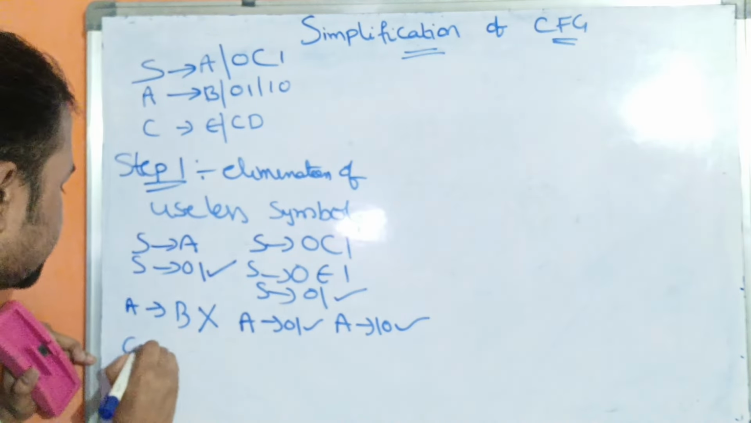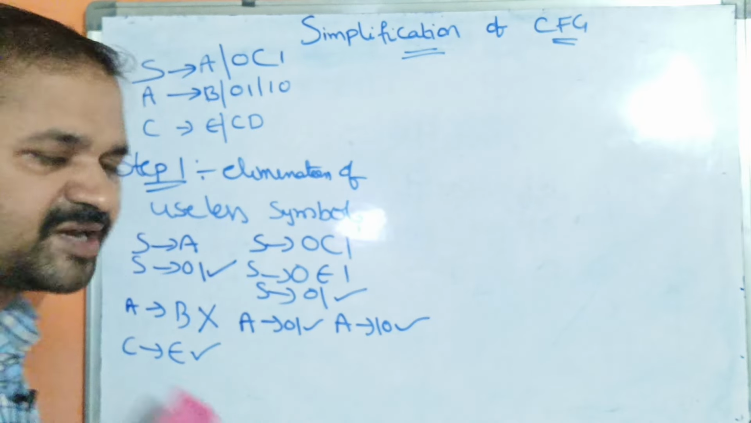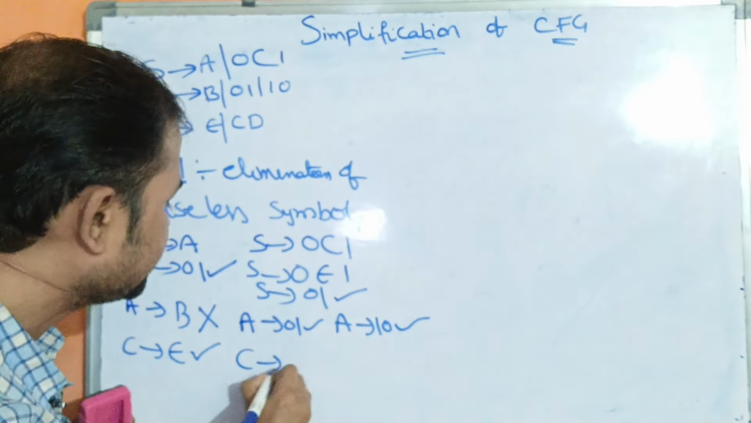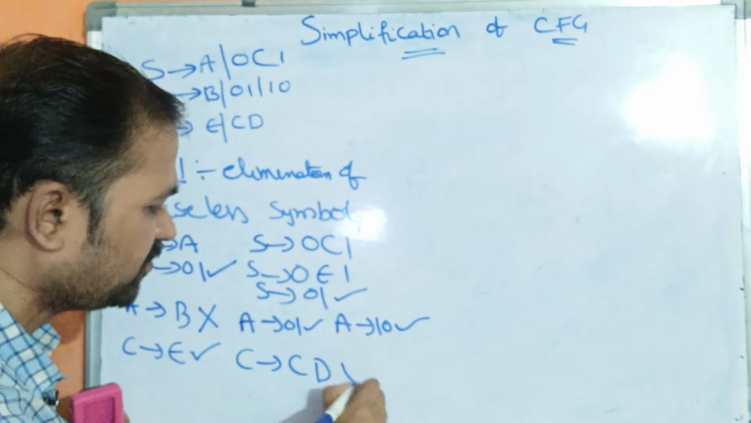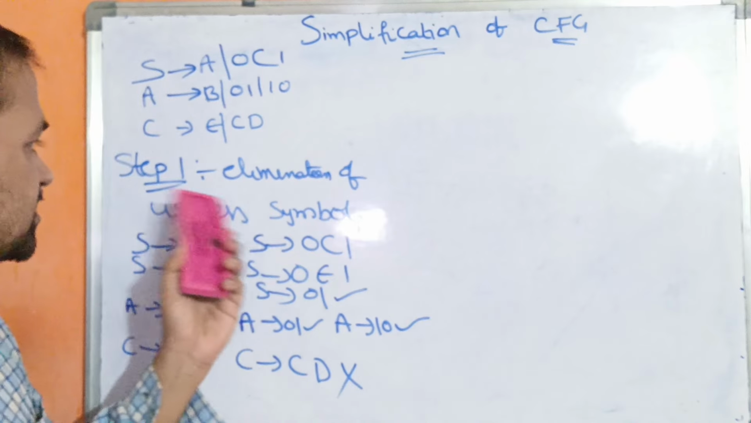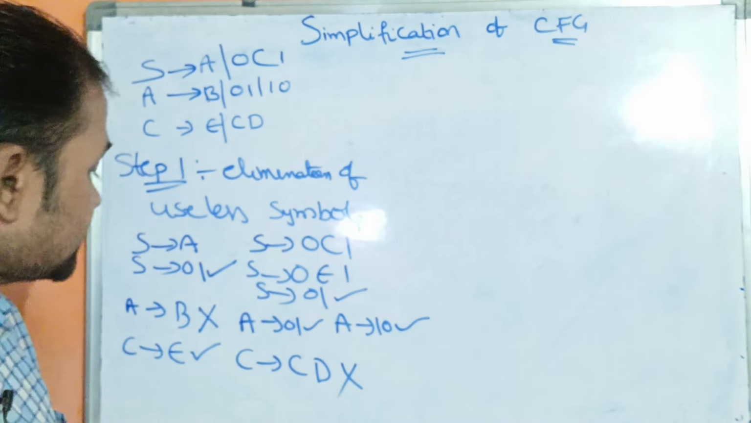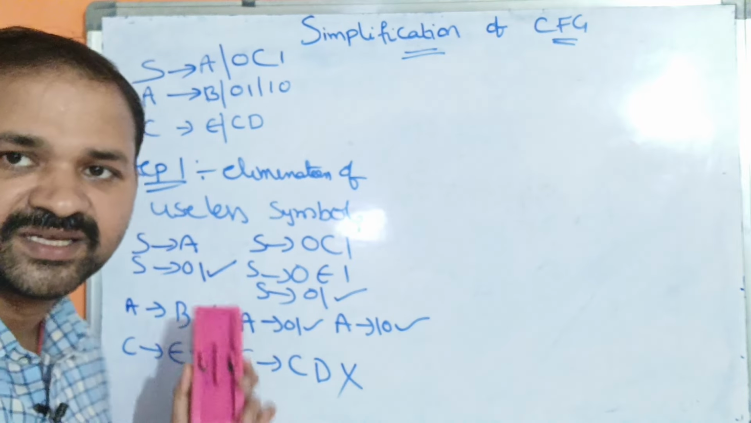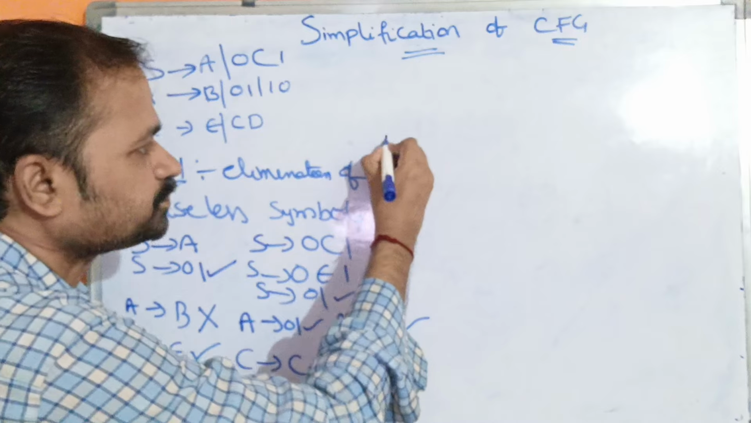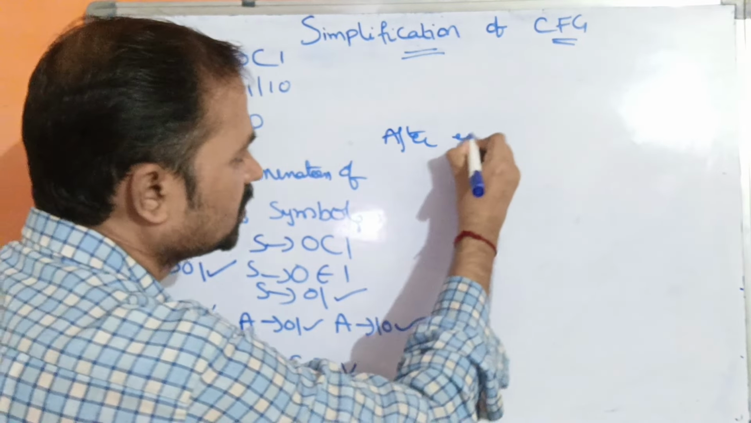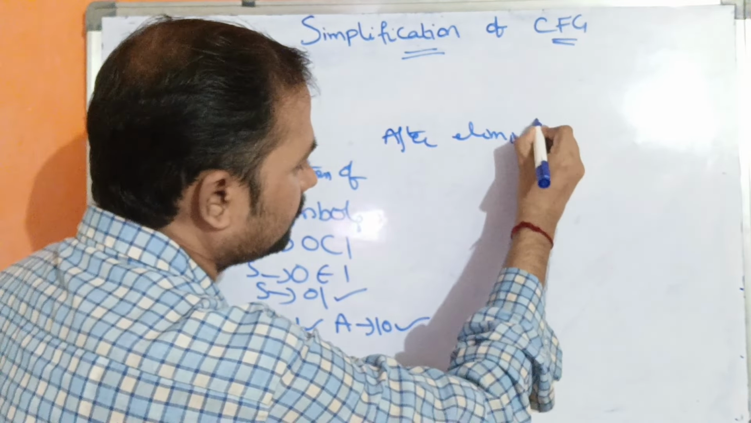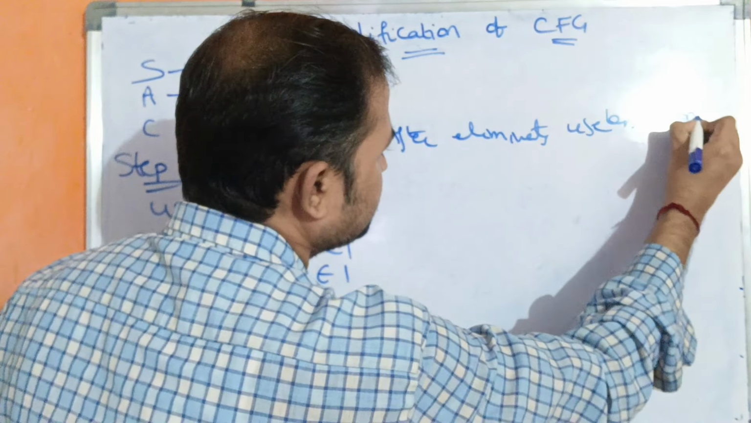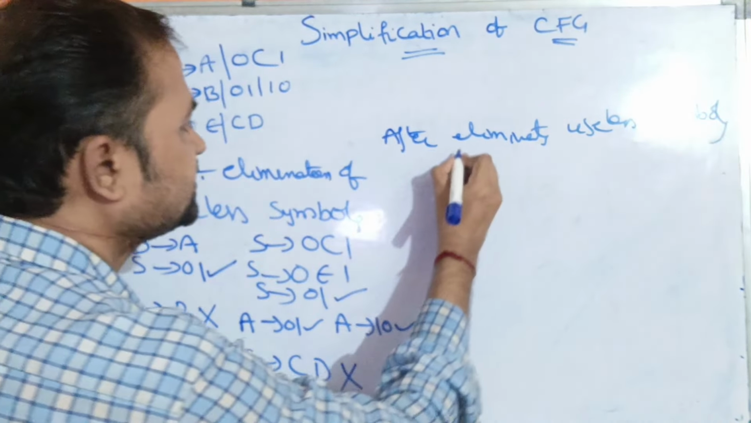Next one, C produces epsilon. Epsilon is also a terminal symbol, so it is also useful. Next one, C implies CD. But D productions are not available, so it is useless. So what is step 1? We have to eliminate useless symbols. What are the useless symbols? A implies B, C implies CD. So after eliminating useless symbols, what is the grammar?